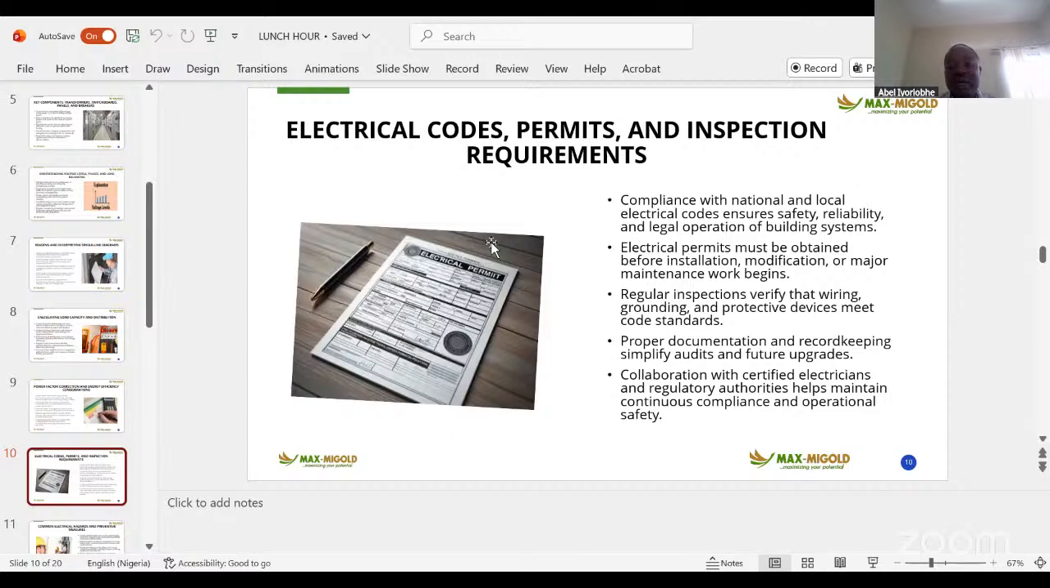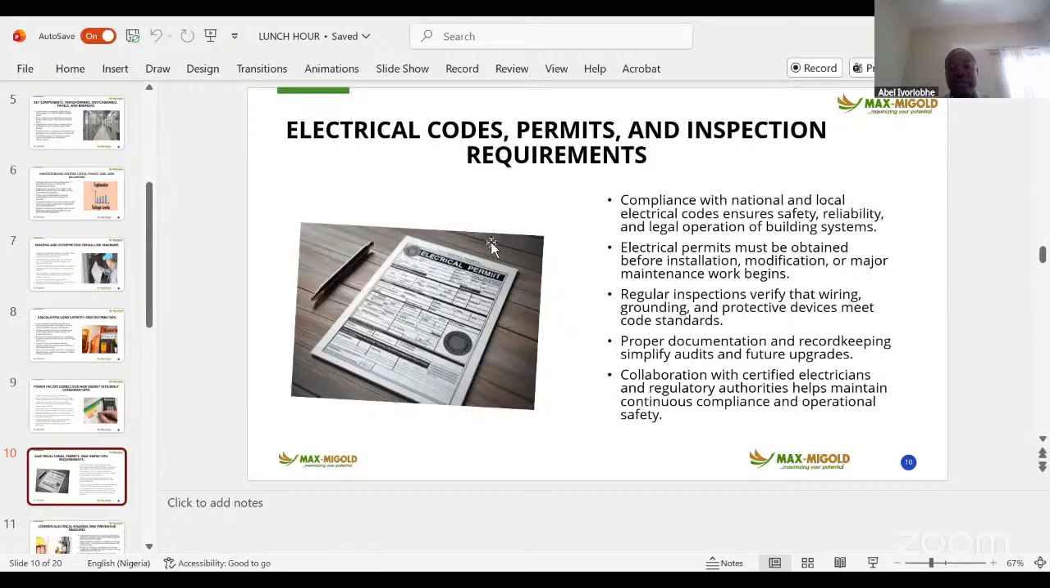Proper documentation and record keeping simplify audit and future upgrade. When you have proper documentation and record keeping, if there is any information that is required, whether you are there or you are not there, you just go to the file or where you store it, bring it out. It helps reduce the downtime and the other hiccups that you may face.